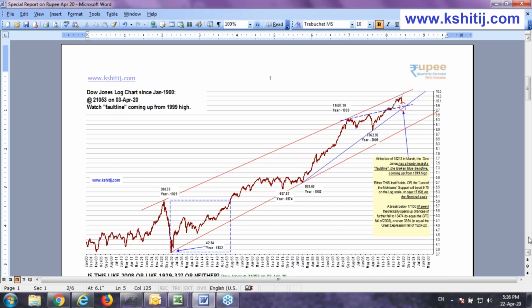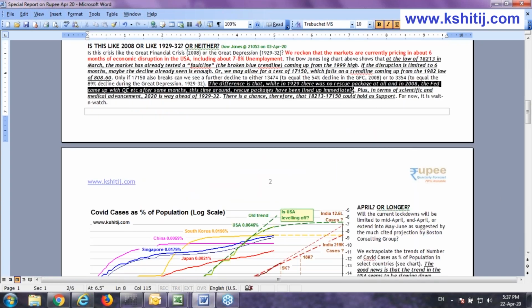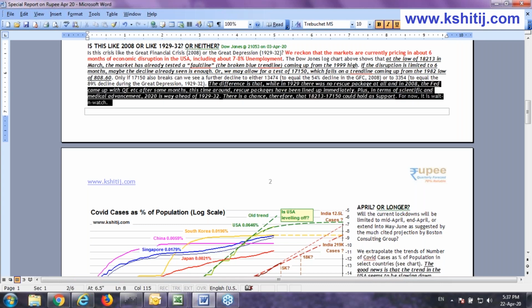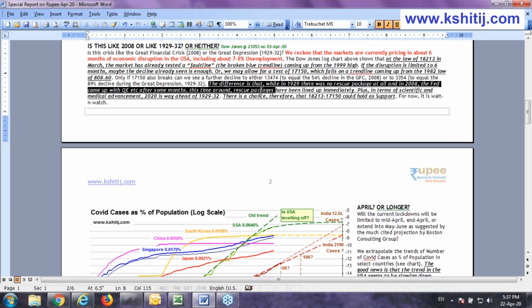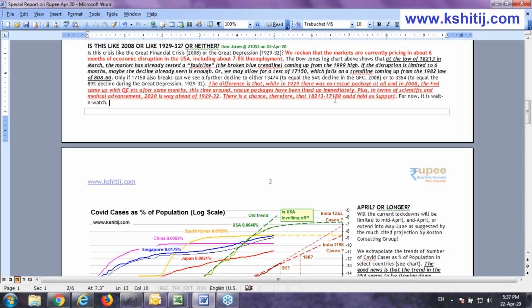As we said, the difference is that while in 1929 there was no rescue package at all, and in 2008 the Fed came up with the QE, etc. after some months, this time around, rescue packages are lined up immediately. Plus, in terms of scientific and medical advancement, 2020 is way ahead of 1929, 1932. There is a chance, therefore, that 18,213, 150 could hold as support. Or now it is a wait and watch.